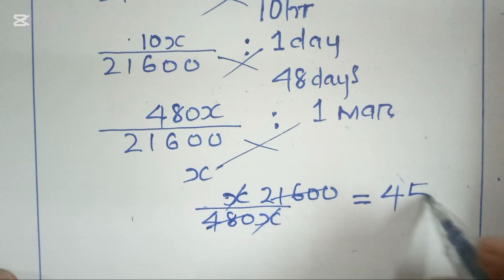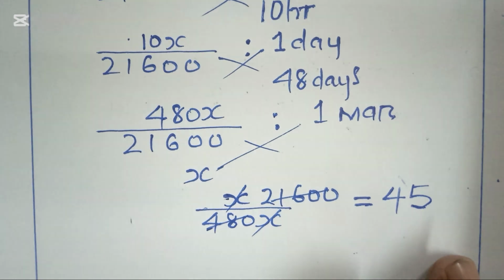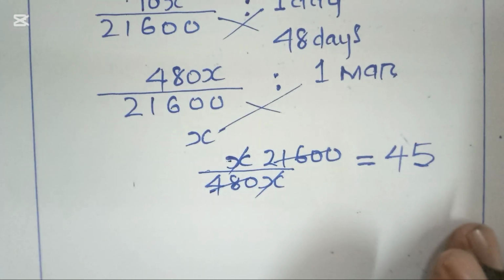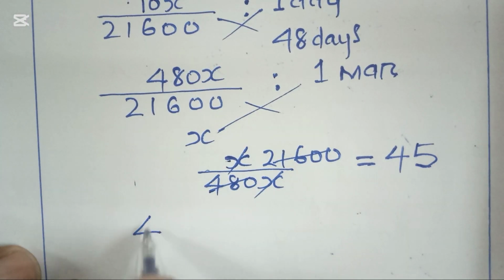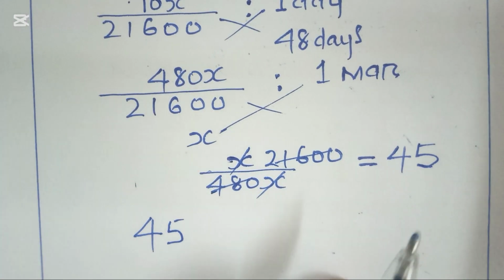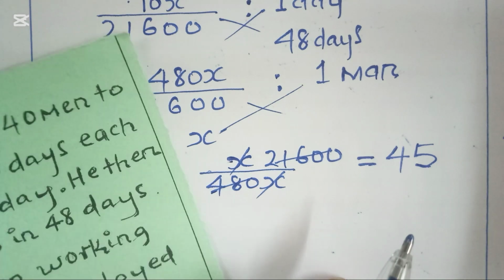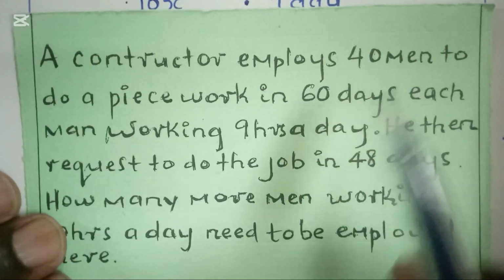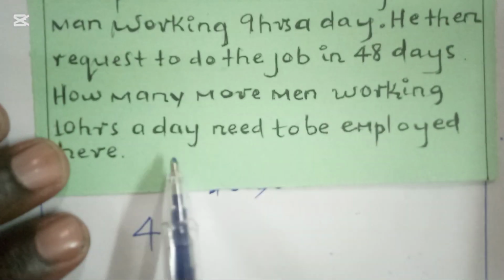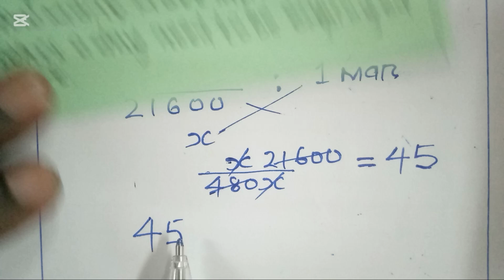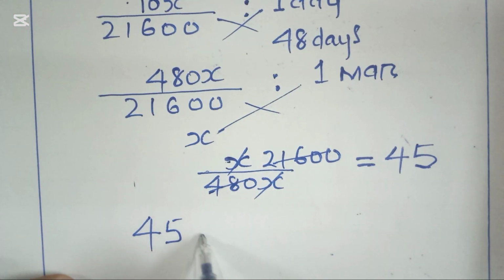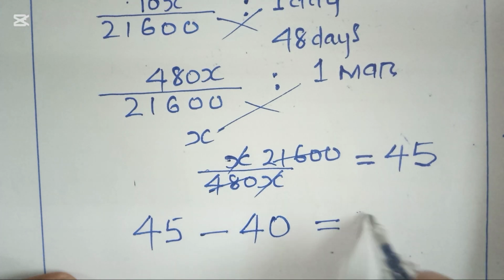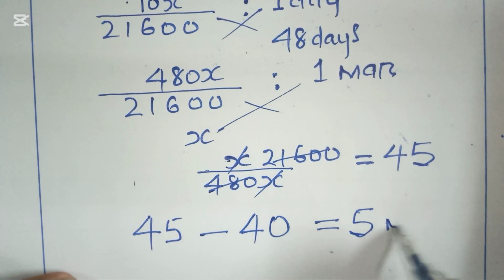And so guys, we require a total of 45 men in total. But guys, we are told, according to the question, that we have 40 men initially, and then the question states, how many more men working 10 hours a day need to be employed? And so guys, we now subtract 40. So the solution is going to be 5 men.